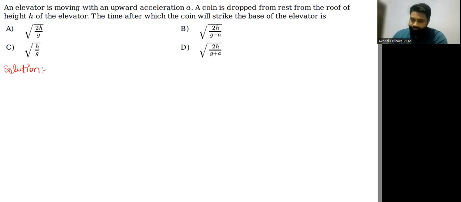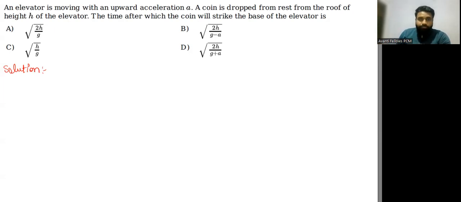Now, in this question, one thing you have noticed is that the acceleration of the lift is given, which means that the lift is moving upward with a certain acceleration. Although the gravitational acceleration is also acting in that lift. So in this case, two accelerations are present. So definitely it is a case of relative motion. So we have to use the concept of relative motion and try to solve this question.